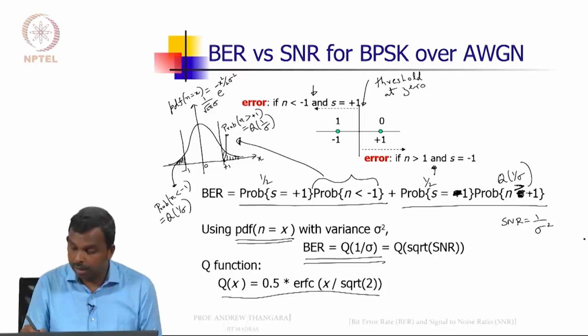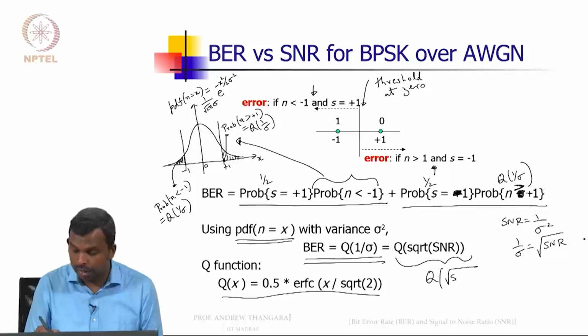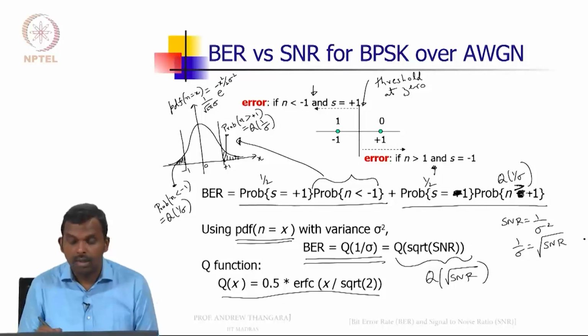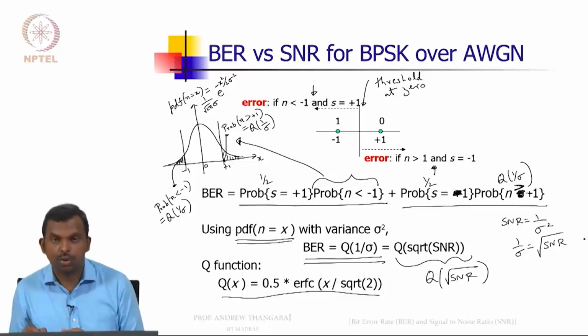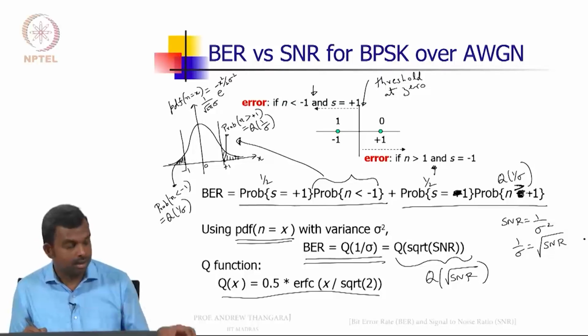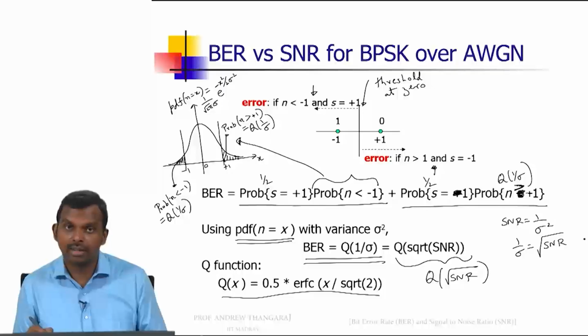So, what is 1 by sigma? Square root of SNR. So, the probability of error, bit error rate, is nothing but Q of square root of SNR. This is a very classic formula for BPSK AWGN, and I just quickly showed you a derivation for how it works. So, this is bit error rate versus SNR in BPSK AWGN. This is a very nice complete theoretical calculation.